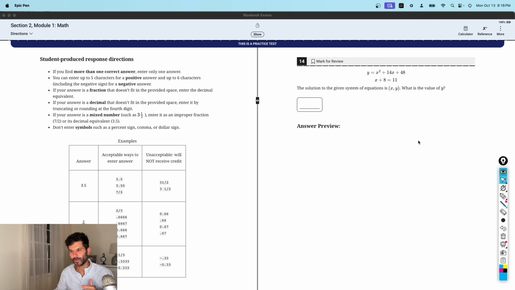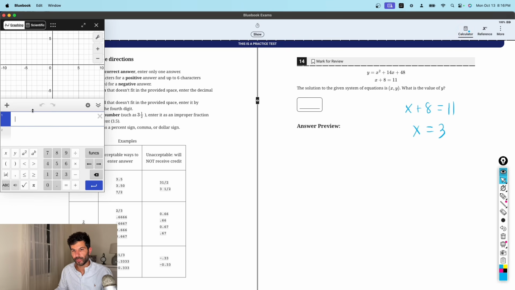But I think for this one, if you actually look, this one isn't too bad in terms of getting one of the answers right off the bat. If we look at the system here, I know that the first equation looks very intimidating with the x squared, but the second equation is x plus 8 equals 11. Bottom line, it gives us a very simple one-step equation to get x by itself, which would mean that it's 3. So at this point, if you get x, which is not who we want, it wants y, you always want to read and make sure you know who you're looking for.